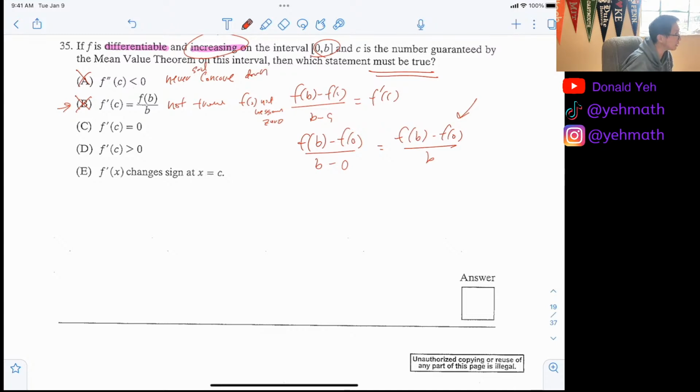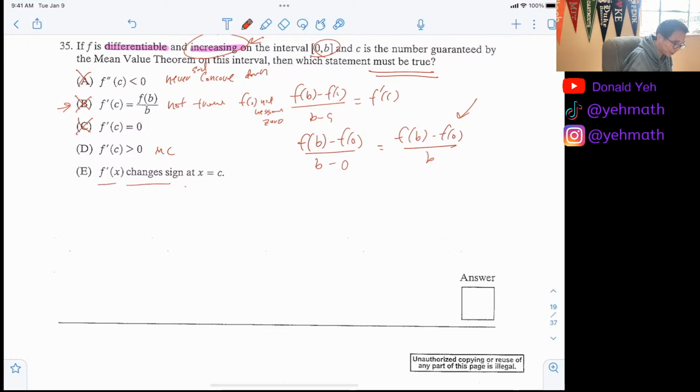If f prime of x equals 0? No, because it says always increasing. It's not guilty. Boom. Because it's always increasing, there is no maximum or minimum. F double prime of C is greater than 0? Yes, it's increasing. It's always true, because it says increasing.